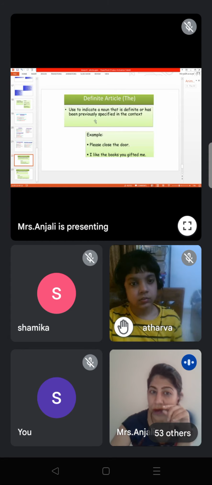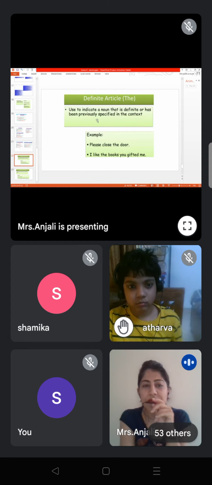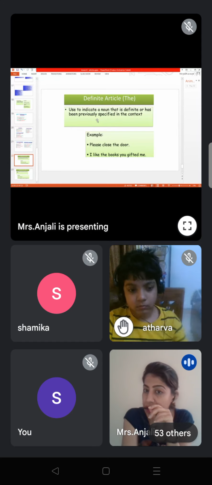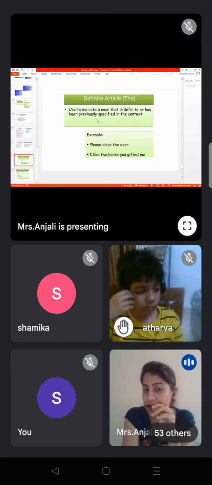So "the" is used to indicate a noun that is definite or previously specified in the context. In reference, in continuation, when it is used, it is "the." Please close the door. I am talking about that specific class door only, 6th A door, 6th B door. I like the books you gifted me. Now if I say, give me a book as a birthday gift.